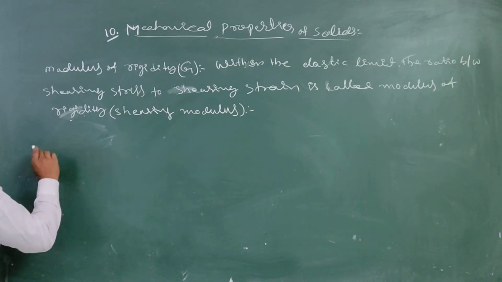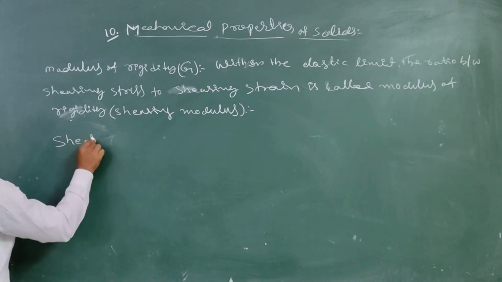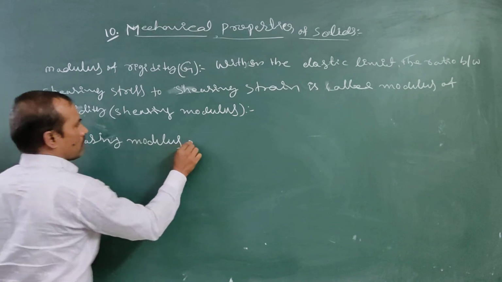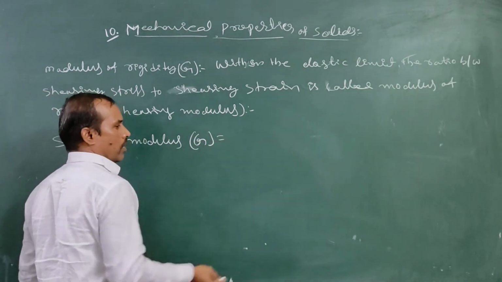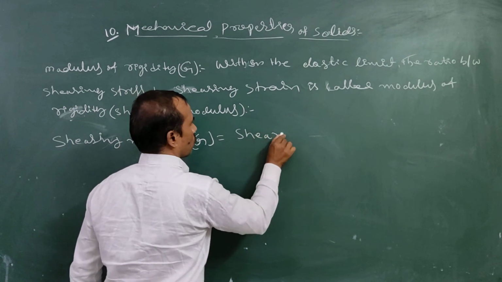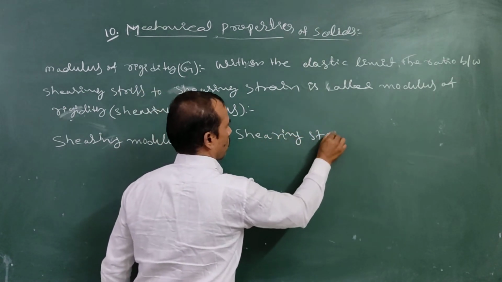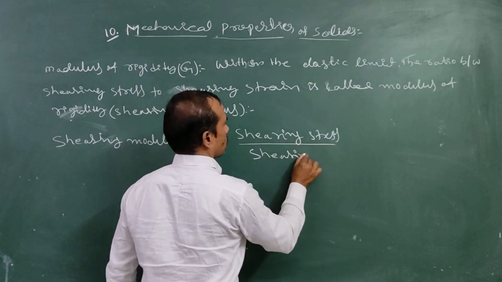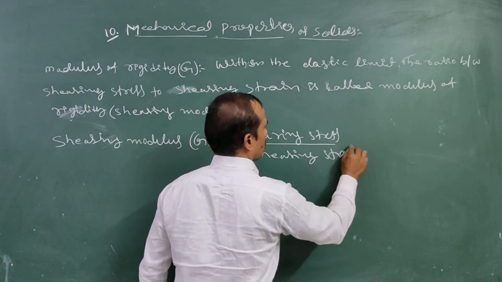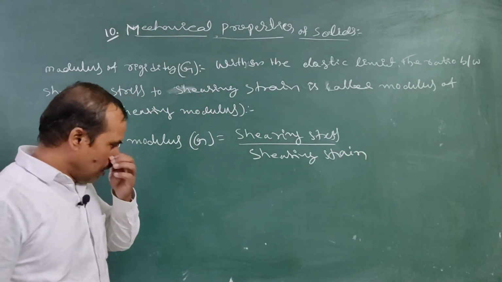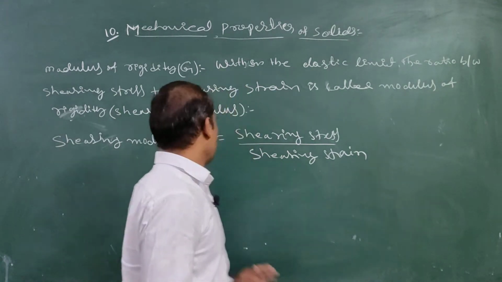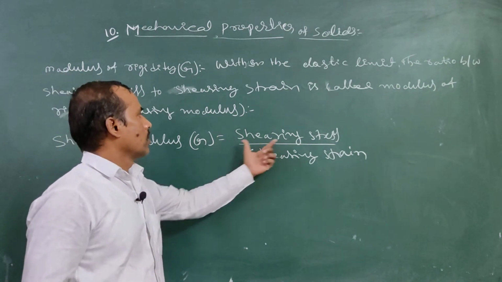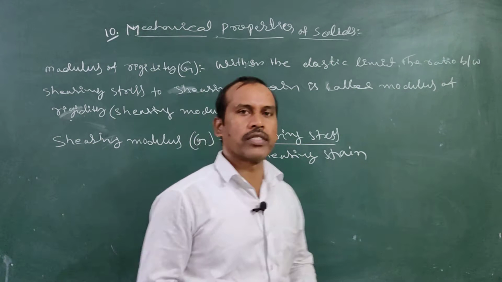So the shearing modulus G is equal to shearing stress divided by shearing strain. Now let's explain with a diagram. Shearing modulus is equal to shearing stress by shearing strain. Here we need the statements of shearing stress and of shearing strain.